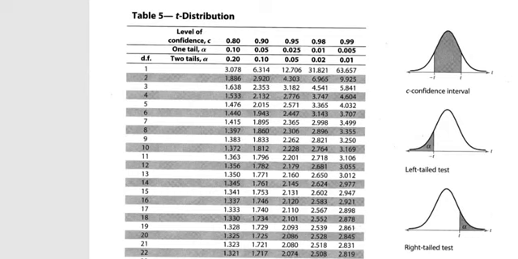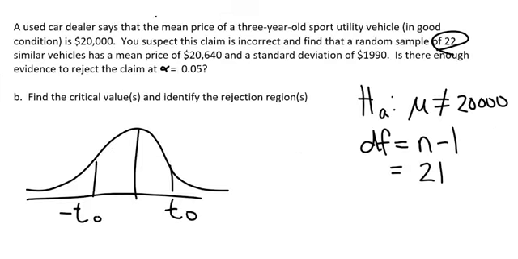Here's my t-table. I'm looking for degrees of freedom of 21, and this is a two-tailed test at alpha equals 0.05. Therefore, the critical value is 2.080. And remember, since it's a two-tail, one will be negative and one will be positive.